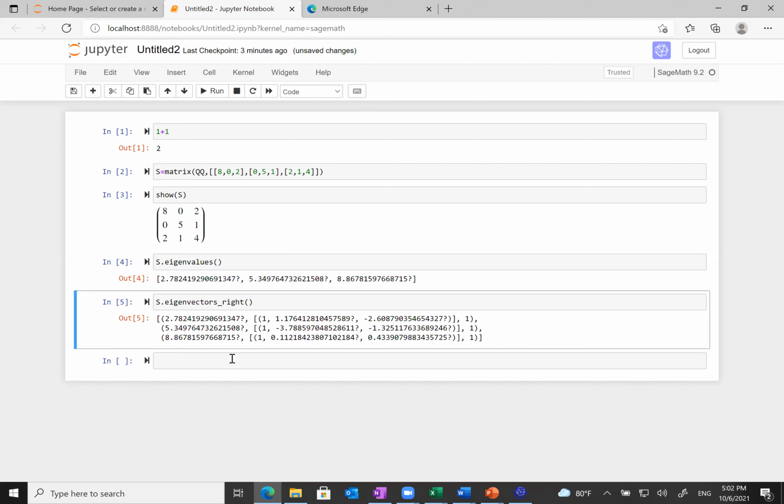You can see the highest one is 8.8. That will be your sigma 1, the highest. Usually we rank them based on the values. The second value is 5.35, right? The third one, 2.78. And you can prove that these eigenvectors are orthogonal.